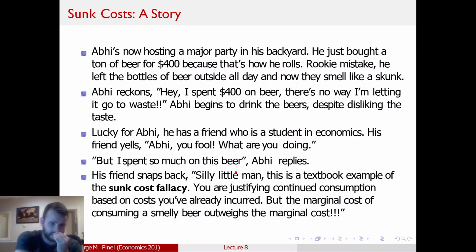And the reason that this is considered a fallacy or an error is that if you're only looking at past costs, well, you can't recoup them. You can't get your past back. So justifying something based on the past doesn't make a whole lot of sense.